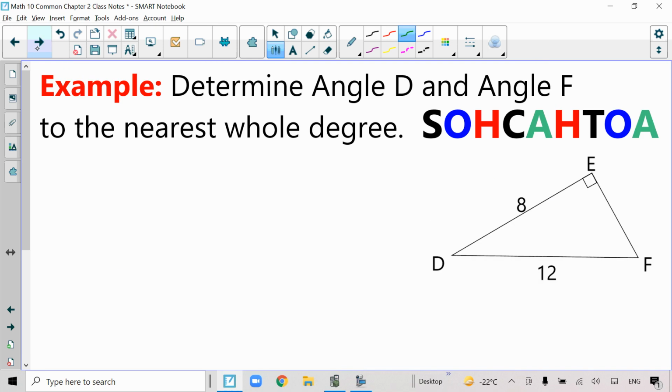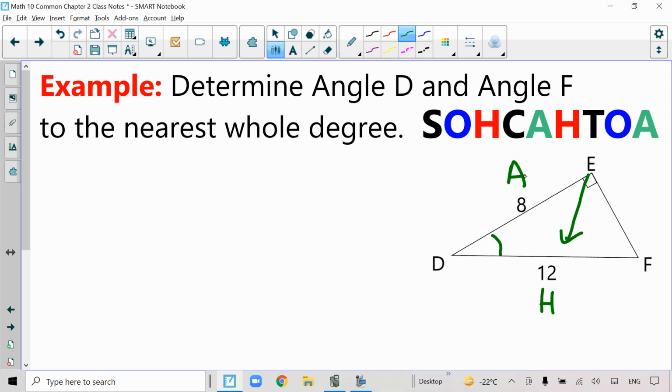Okay, let's look at this one here. I want to determine angle D and F to the nearest whole degree. So let's look at angle D here. Looking at this one here, I want to label my sides with respect to angle D. So this one here is directly across the 90-degree angle, so it is the hypotenuse.